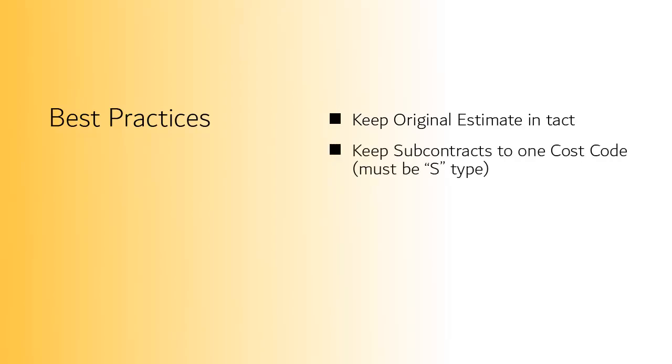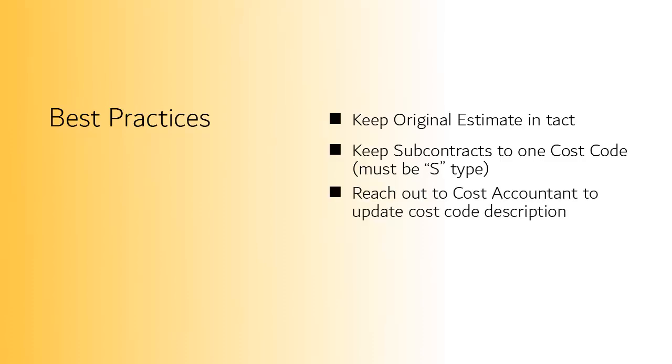Here are some of the best practices on coding the original estimate. Keep the original estimate intact. Scopes can be combined, descriptions can be changed, but values cannot. Keep subcontracts to one subcontracted code. This helps avoid confusion when the subcontracting department pays the sub.